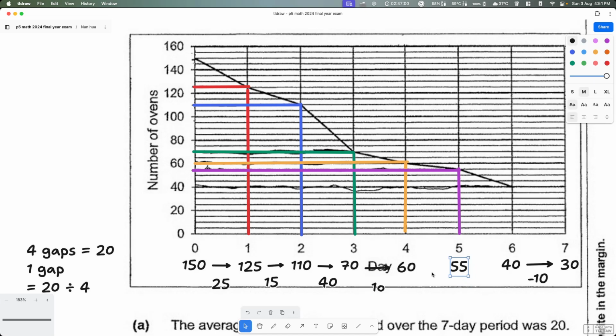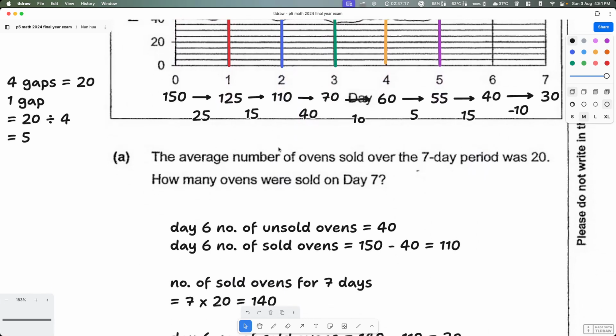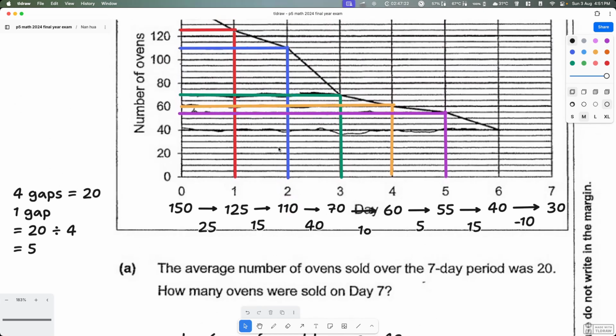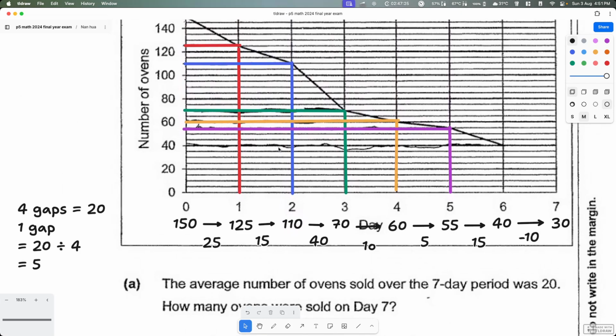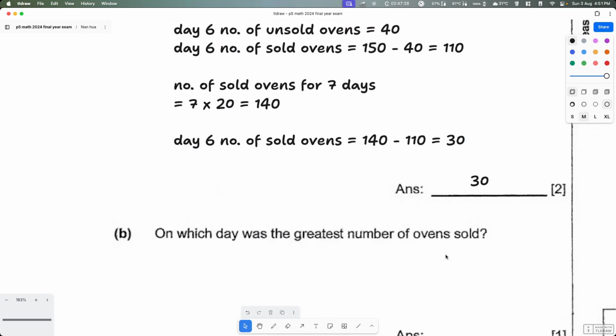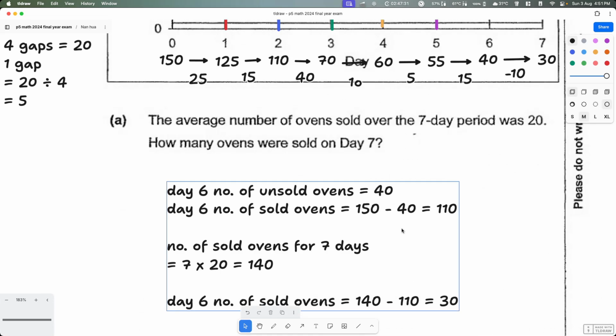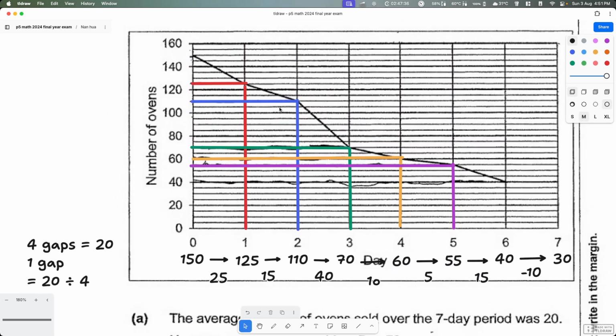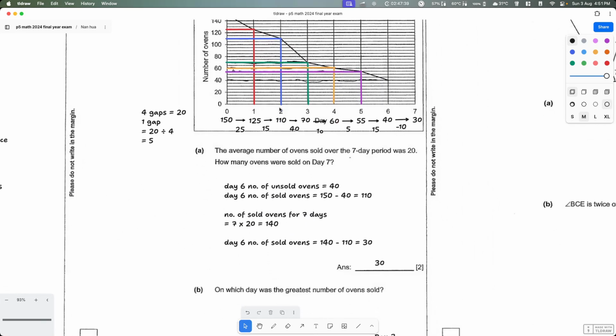Okay, and then let's draw an arrow from 60 to 55 and from 55 to 40. 60 to 55 is 5, and then 55 to 40 is 15. All right. Okay, so which one has the most sale? In this case, which was the greatest number of sold ovens? It will be day number 3. Day number 3 got to 70. So that means 3 has the highest number. All right. Okay, let's move on to the next question.